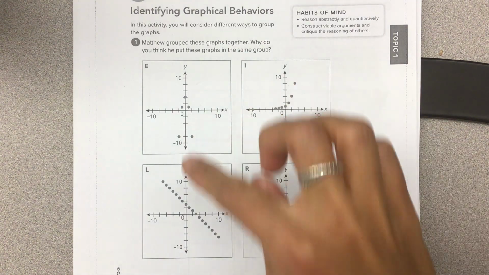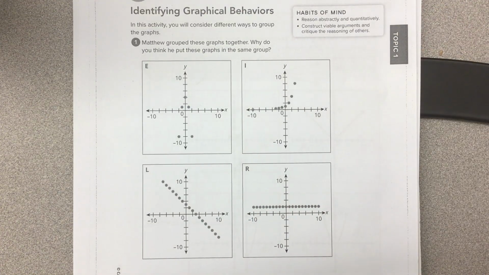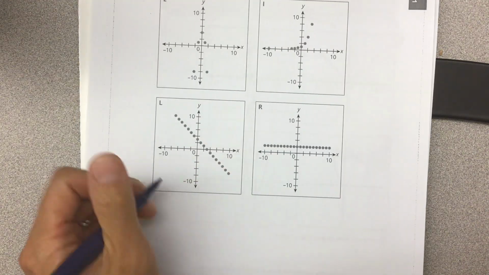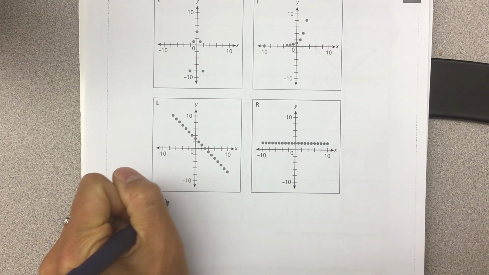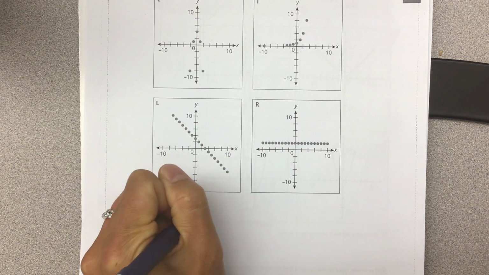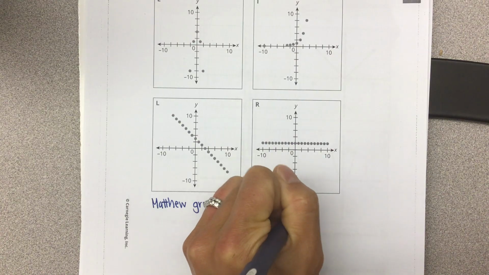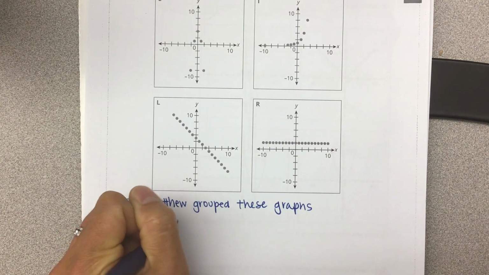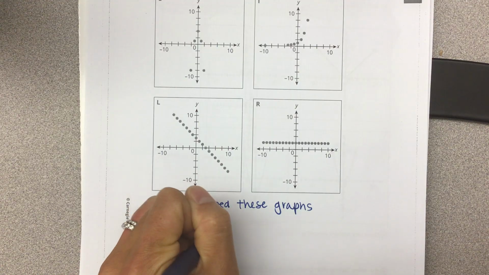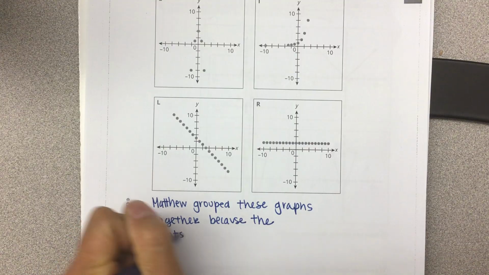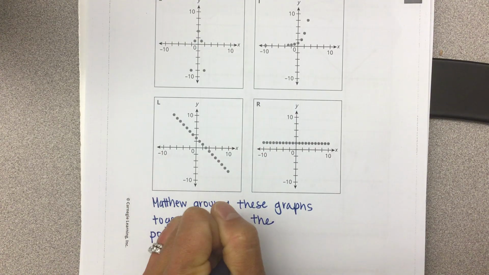So I notice all four of these graphs are made up of individual points. So please do not say dots. They are individual points, and you can see the points because they are not connected. So Matthew grouped these graphs together because the points are not connected.